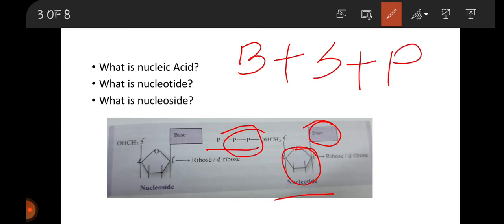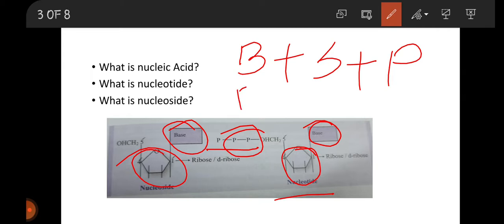We already know there are two types of sugar, the ribose and deoxyribose. DNA has the deoxyribose sugar where RNA has the ribose sugar. Okay, and what is a nucleoside? A nucleoside is composed of a base and a sugar. It doesn't have any phosphate. So we can also say that a nucleotide is a phosphorylated nucleoside, because when we add phosphate to a nucleoside it becomes a nucleotide.